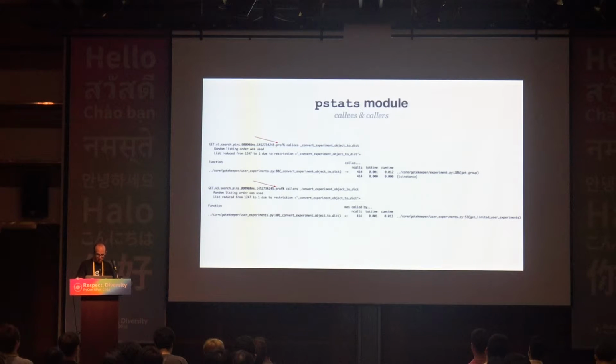Here we see convert experiment object to dictionary, and you can see that it called those 2 functions, and below we can see what called it. This is a great way, once you find a function that's slow, to walk through the graph and see what gets called by it and what calls it, and try to identify what's slow.